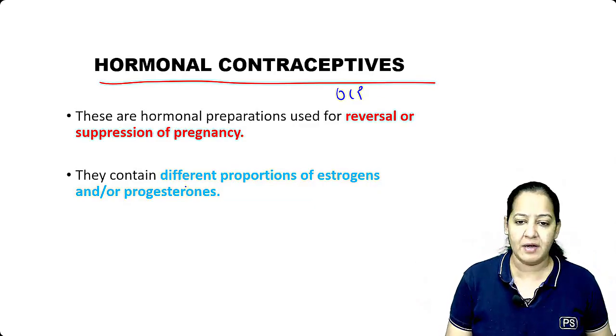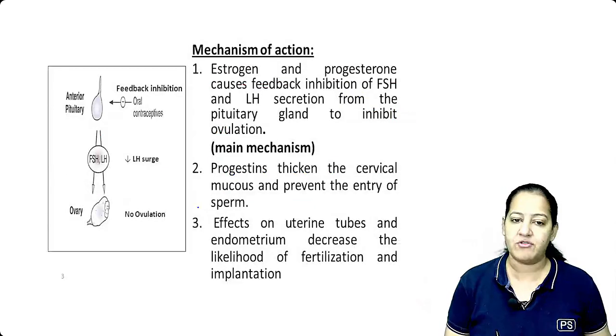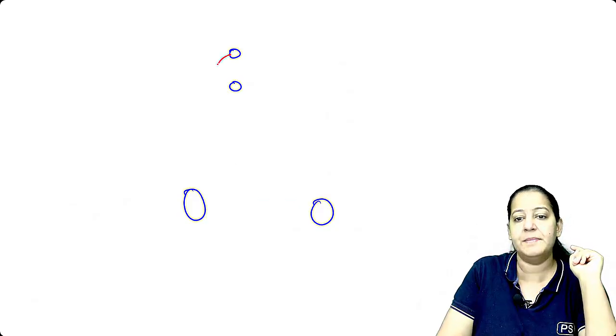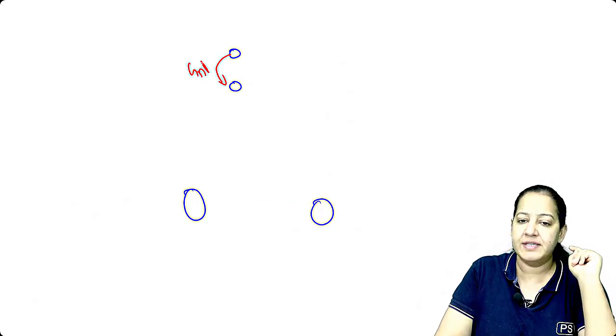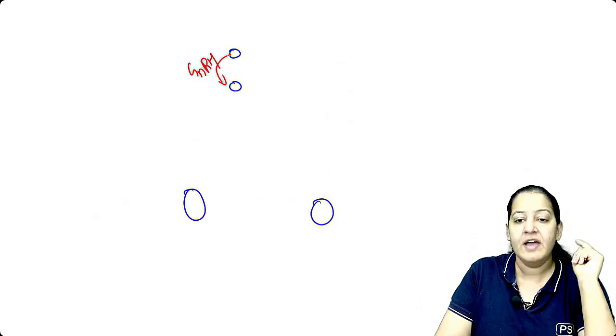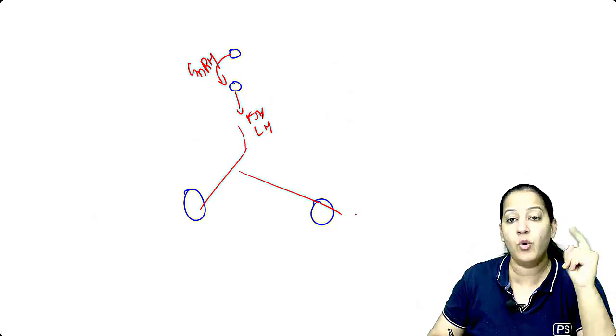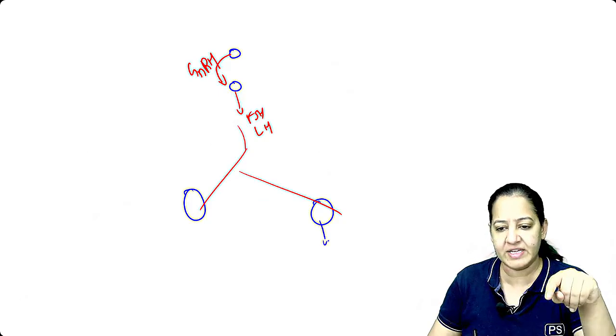They are the most important, very commonly used contraceptive. What is the mechanism of action? How do they act? In the brain there is the pituitary, and just above the pituitary there is the hypothalamus, and these are the gonads, the ovaries in the body of a female. From the hypothalamus, GnRH, gonadotropin releasing hormone, is secreted. When GnRH stimulates the pituitary, it secretes FSH and LH. This FSH and LH goes to the ovaries, and the ovaries secrete estrogen and progesterone.